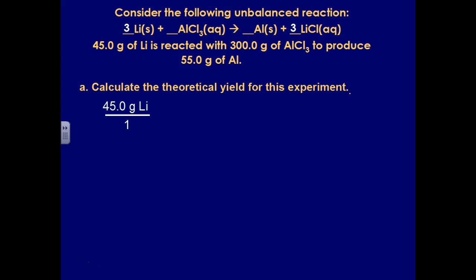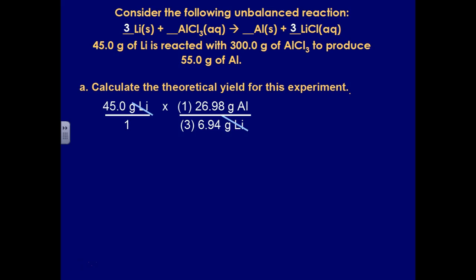So I started with my 45 grams of lithium, and I got rid of the grams of lithium to go to grams of aluminum. Both are elements, so I can find them on the periodic table. 6.94 for lithium, 26.98 for aluminum. I look at the balanced equation and I see that it is a 3-to-1 ratio between lithium and aluminum. So 3 goes with the lithium, 1 goes with the aluminum.